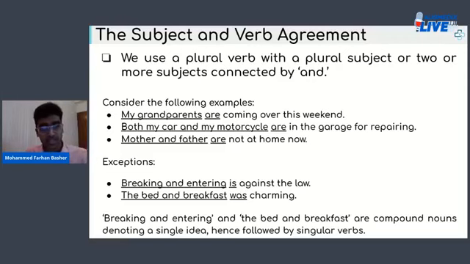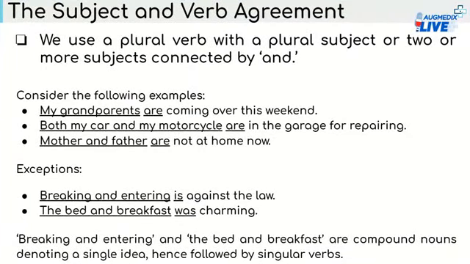Exceptions. Take a look at these exceptions here. Breaking and entering is against the law. The bed and breakfast was charming. So what's happening in these cases here as well? We can see we've got two subjects connected by and, yet the verb is singular. Why so? Breaking and entering and the bed and breakfast are compound nouns, denoting a single idea, hence followed by singular verbs.